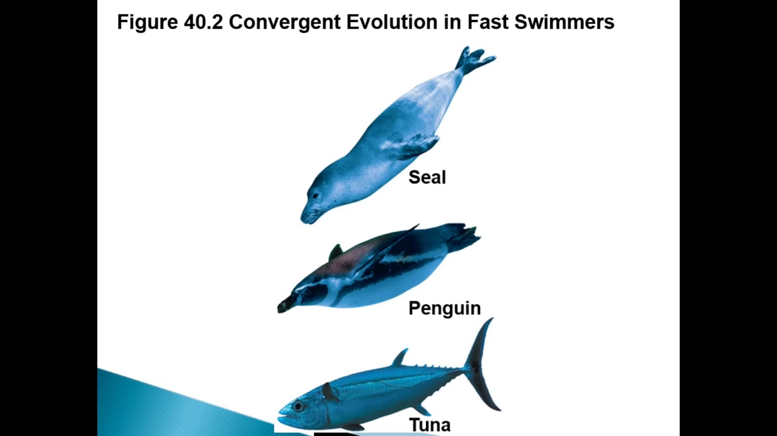But this image here reflects what we mean by convergent evolution. Here you can see we have a bird, a fish, and a mammal. Each one has essentially evolved the same body plan to optimize its functioning within an aquatic environment. In other words, a similar structure has come together or converged in different groups of animals. This is what we mean by convergent evolution.